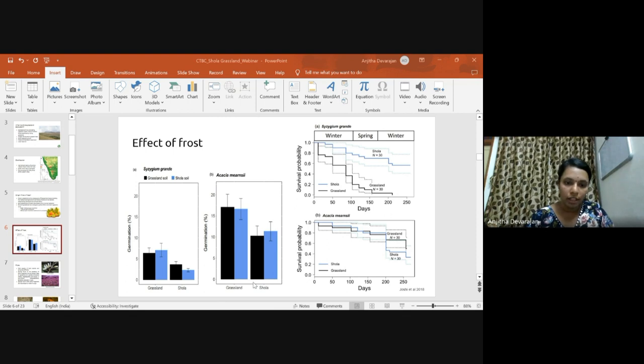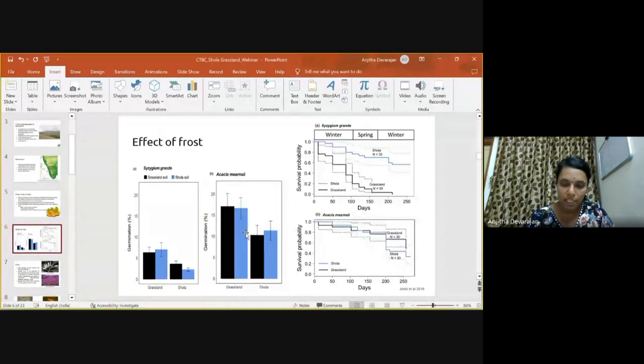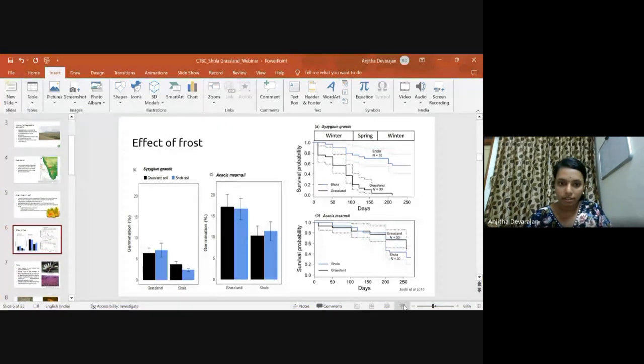From the figure, it must be clear that when we look into the germination of the seeds in the grassland and in the Shola, the germination is not much different, both in the grassland and Shola. But when we look into the survival probability, that is the establishment of the seedlings, we can see that in the grassland, the establishment is very low. You can see that in the graph.